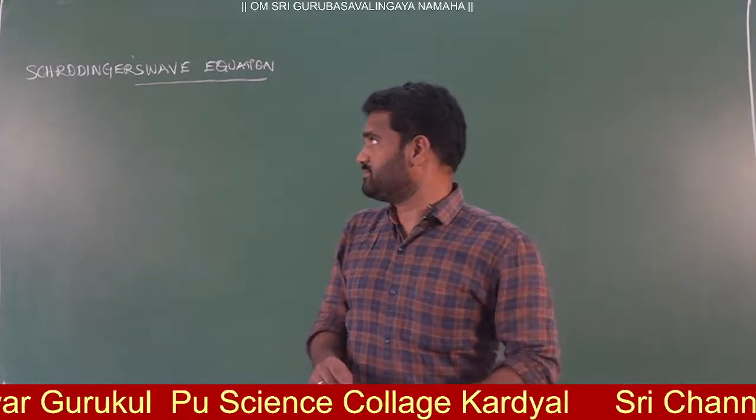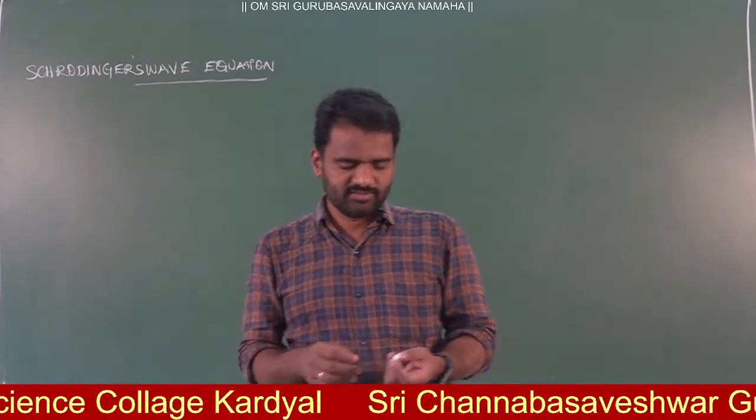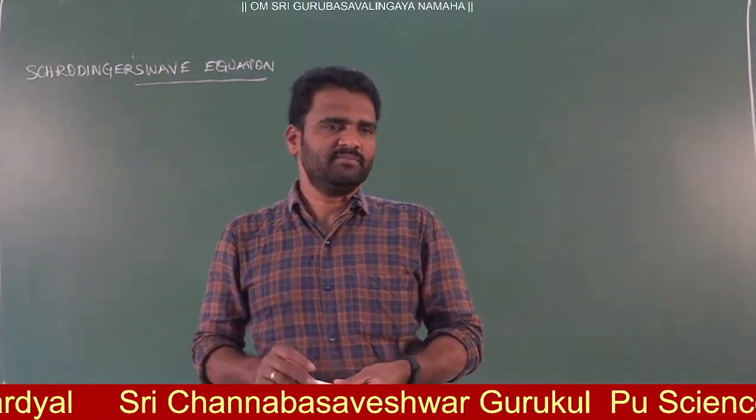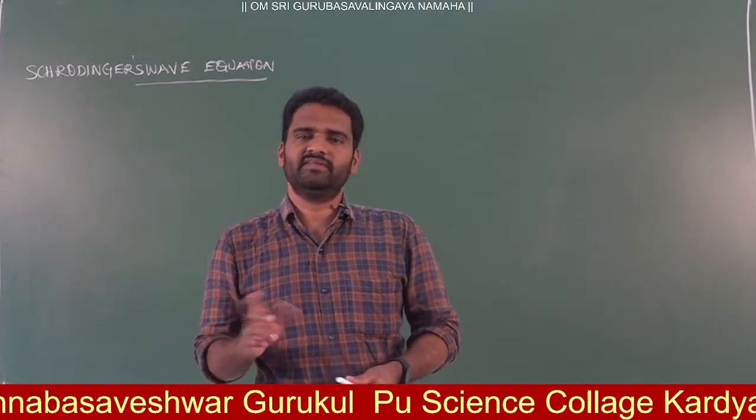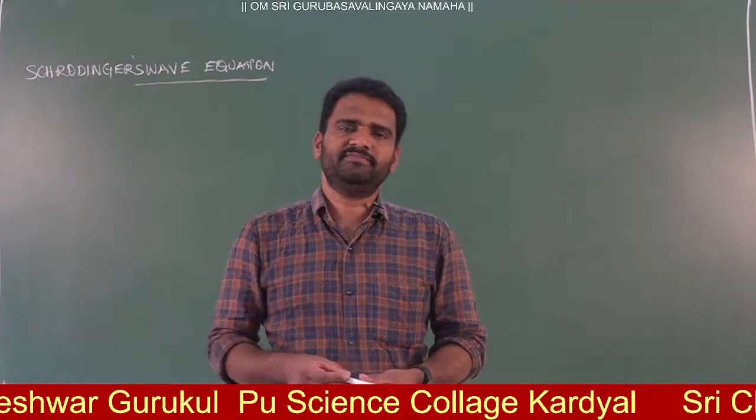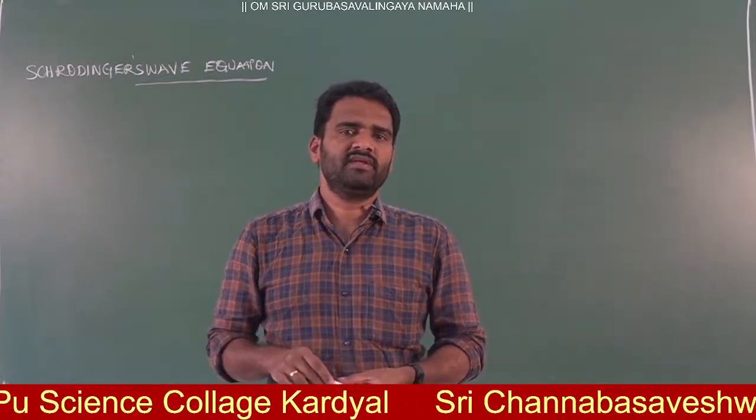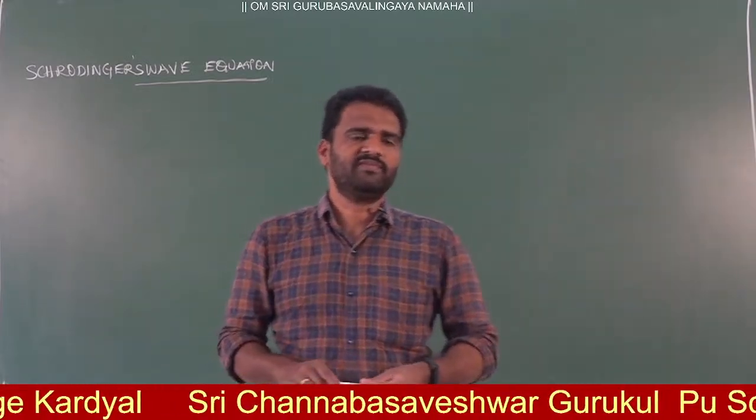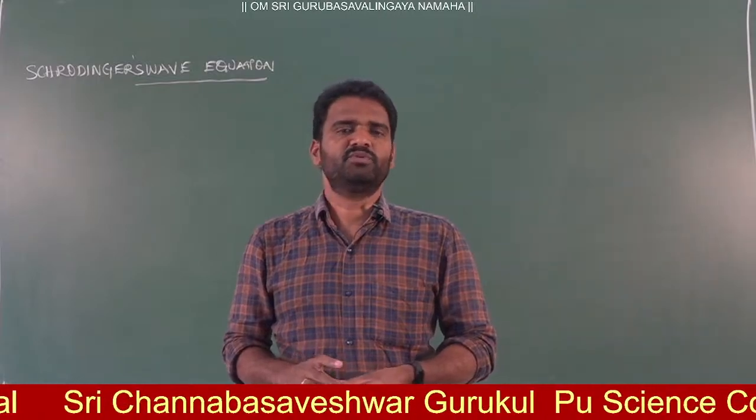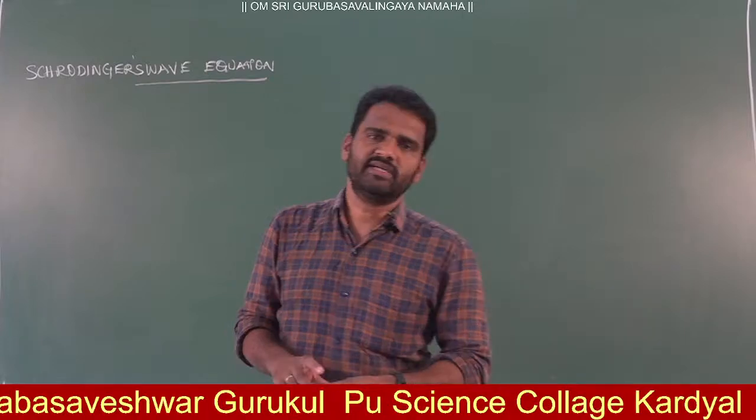Good morning, students. Let me continue atomic structure. In the last class we had a discussion on the de Broglie equation and the Heisenberg uncertainty principle. According to de Broglie, any object in motion has a dual nature. When there is a dual nature, finding position and speed at the same time is impossible. It is impossible to determine the position and velocity or momentum of any object in motion.